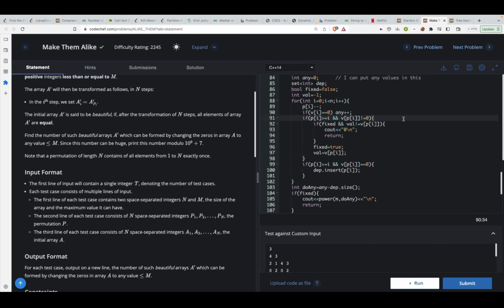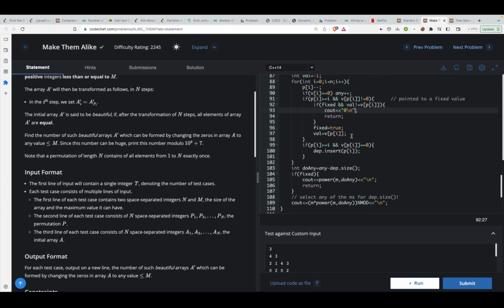Cool. So this means, okay, pointed to a fixed value. Cool. After that, you'll say that if your value was already fixed and the value that was fixed is not equal to this value, that means you technically have two values now. Cool. In that case, you can say that your answer does not exist, just print 0 and return. If that is not the case, so you can put an else over here, but it doesn't matter since you are using a return. Cool. If that is not the case, then set your fixed to true and then set the value also. I'm setting the value equal to the value that would be at the location that it's pointing to.